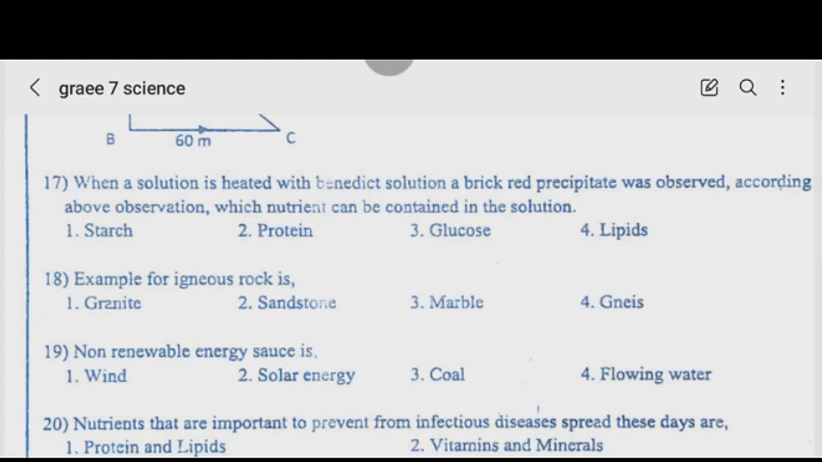Is it clear, children? Clear? You with me? Teacher. Sashmika, did you clear, Saina? Yes, teacher. So 19th question.